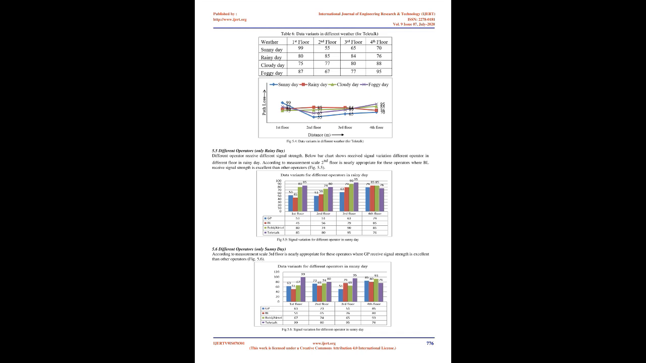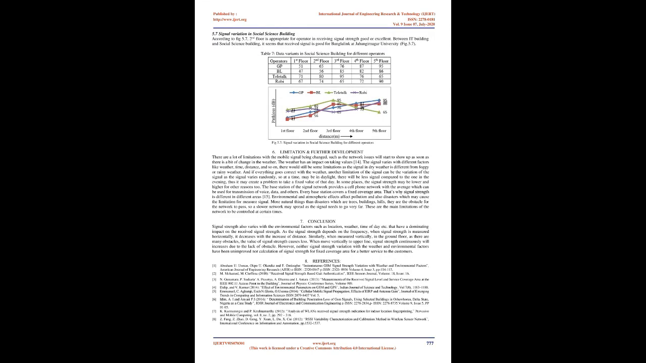5. Result and discussion. 5.1 For Grameenphone, GP. According to the measurement scale, the 3rd floor and 2nd floor 4 received excellent signal strength on a sunny day and rainy day respectively. Figure 5.1 shows signal variation for GP in different weather. 5.2 For Banglalink, BL. According to the measurement scale, the 2nd floor received good signal strength and the 1st floor is relatively excellent for all weather, as shown in figure 5.2.